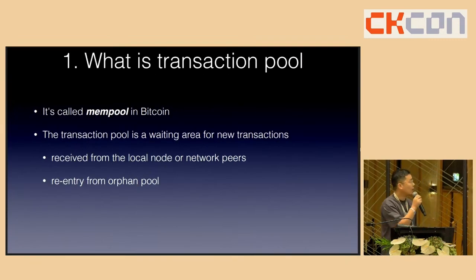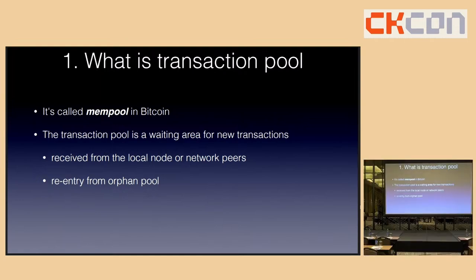So first of all, what is a transaction pool? I guess a lot of you have some background on blockchain systems, but I think the transaction pool is overlooked. There are not a lot of materials on the internet about this part. The transaction pool is a cache used to store all the transactions received from the node or from network peers. A transaction may also be resubmitted to the transaction pool when a reorganization happens.